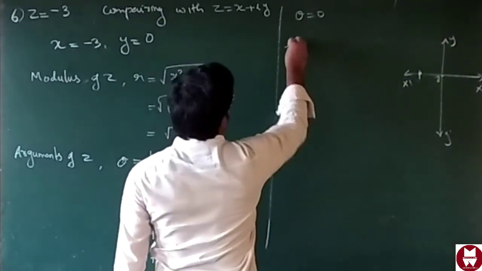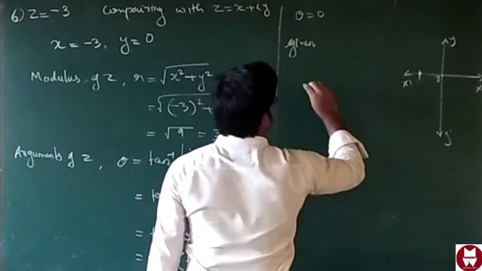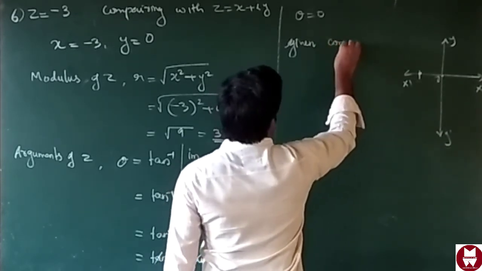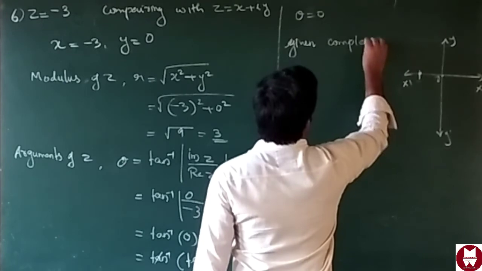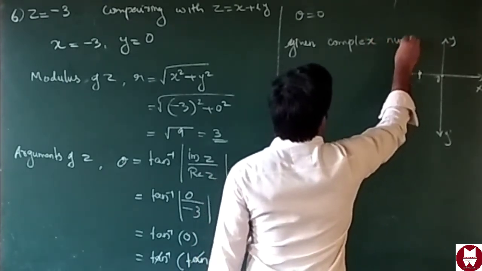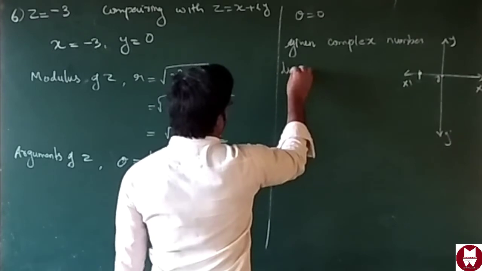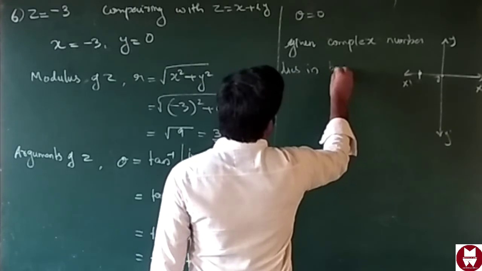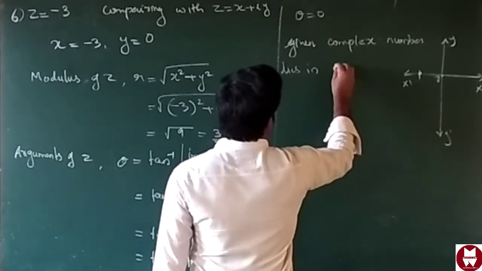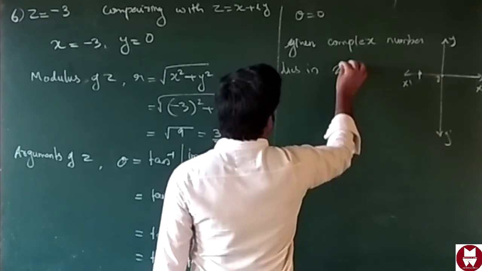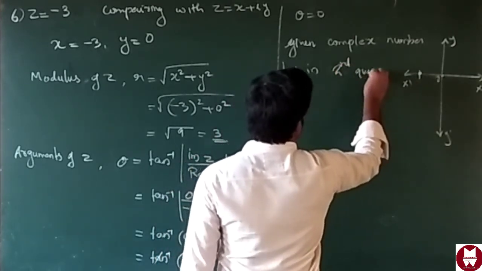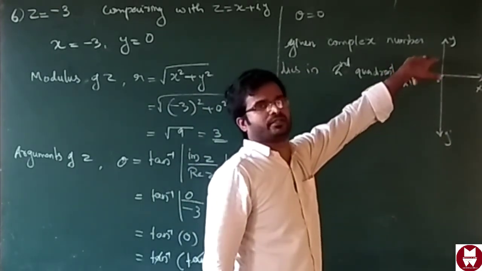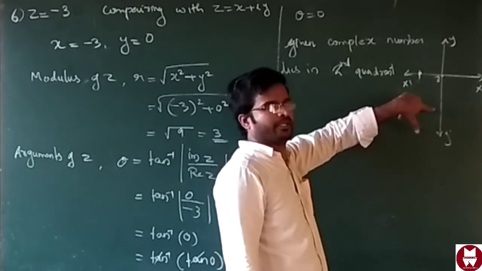Then you can write: the given complex number lies in the second quadrant. I am going to consider this point on the second quadrant. Otherwise, we can consider the third quadrant also. Not a matter. You will get the same answer.